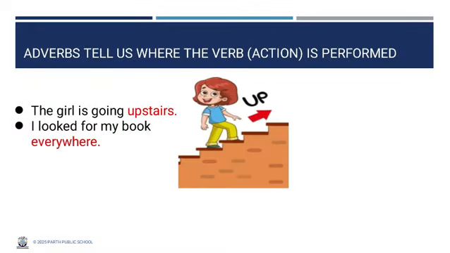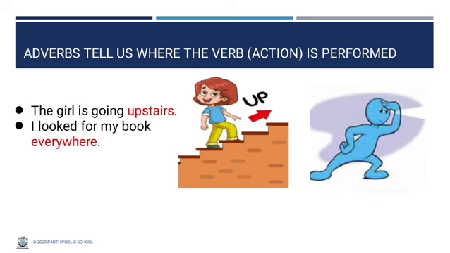Adverbs tell us where the verb or action is performed. Where refers to the place. Like, the girl is going upstairs. I looked for my book everywhere. So, upstairs and everywhere are the words that show where the action is performed. The girl is going upstairs. Looked for the book everywhere. So, upstairs and everywhere are the adverbs that tell us the place of the action.